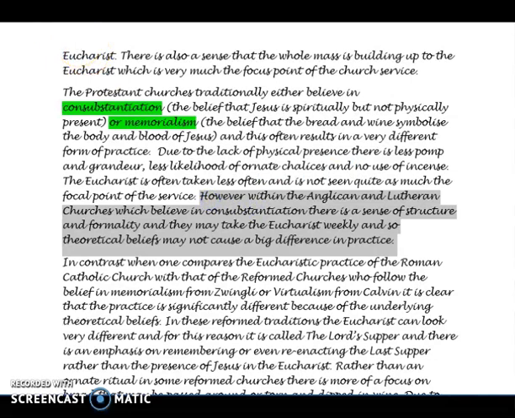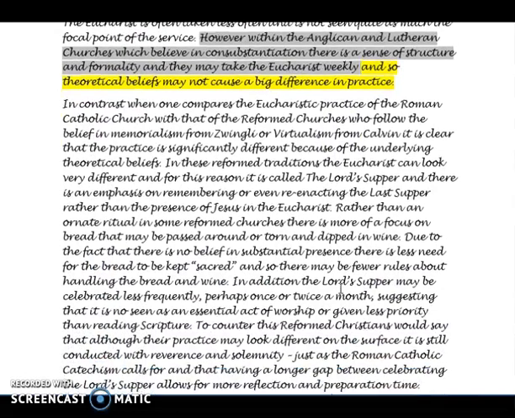But then I've got my counter argument. And I'm saying actually though, that when you look in the Anglican Church and some Lutheran churches, the ceremony of the Eucharist service might not look quite so different. And so although they have got slightly different beliefs, the actual Eucharist service might happen weekly. It still has that sense of structure and formality. And so there I have linked back to the question, and I have said that theoretical beliefs may not cause a big difference in practice.